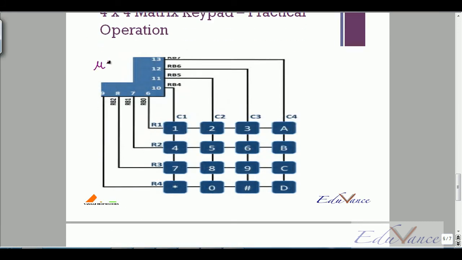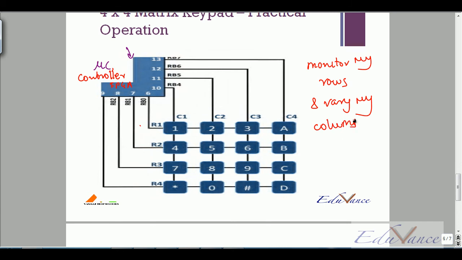So let's say, for example, that this is your microcontroller or some controlling element like an Arduino or even an FPGA. If I say that I would be monitoring my rows and varying my columns, again, let me say that both the rows and columns are interchangeable. So if I'm monitoring my rows, so these would be monitored. And I'm varying my columns.